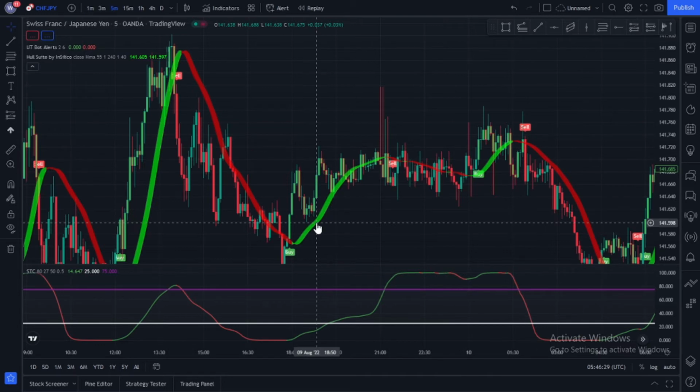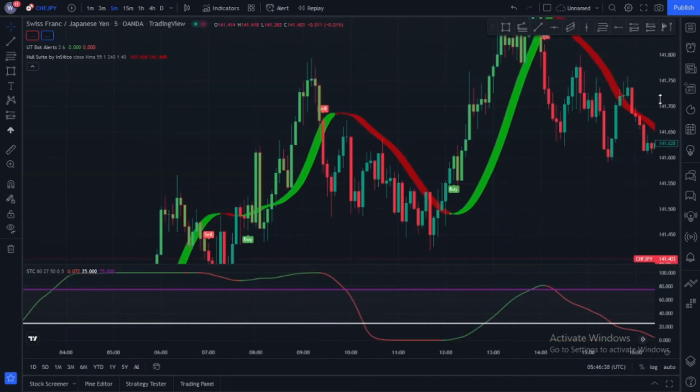Let's give examples and open positions in the live market so that you can learn better. In this area of the chart, there is a buy tag. The color of the Hull Suite indicator is green. Also, the STC indicator is under the white line and is green in color. And it is climbing and approaching the white line. All conditions are met and we open a long position.